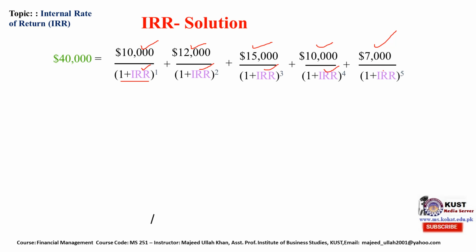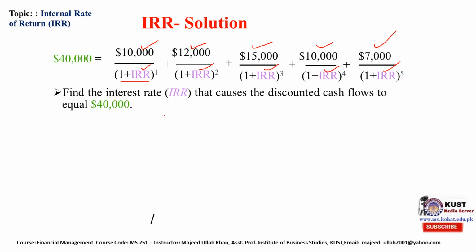But we don't know the rate at which the present value of these future cash flows is equal to this $40,000. We will calculate it with the help of interpolation. What is interpolation? We will try the hit and trial method. We will try different rates, and then we will calculate the internal rate of return in between these two rates. So find the interest rate or discount rate IRR that causes the discounted cash flows to equal 40,000. We will now try to find this IRR.